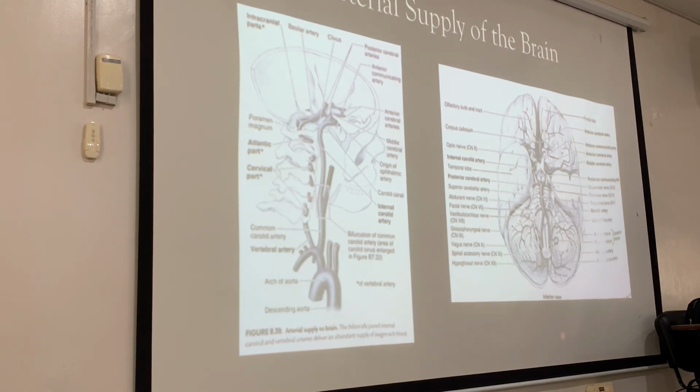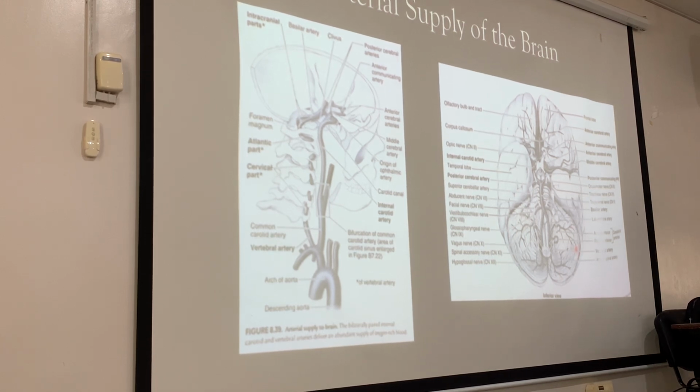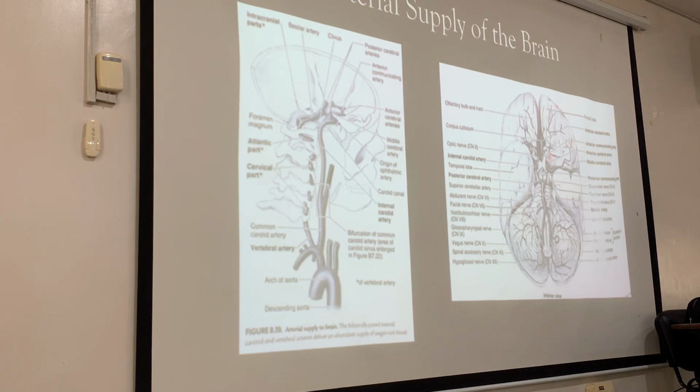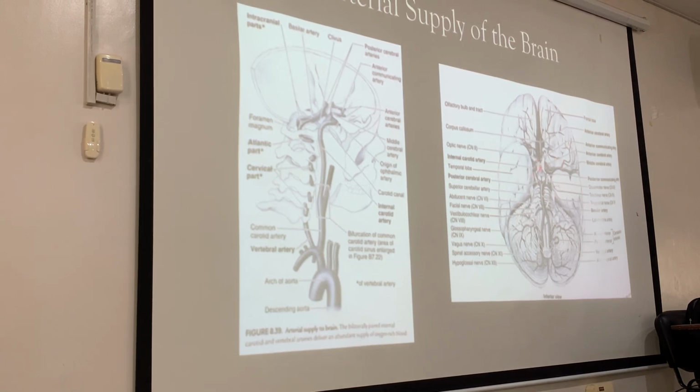And then here on the next illustration, we are looking at the base of the brain. We are looking at the patient lying supine with the feet toward you, and we see this arterial circle. This arterial circle is formed by the anastomosis of the internal carotid and the vertebral arteries. Okay.